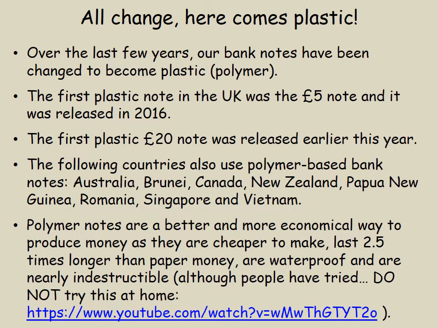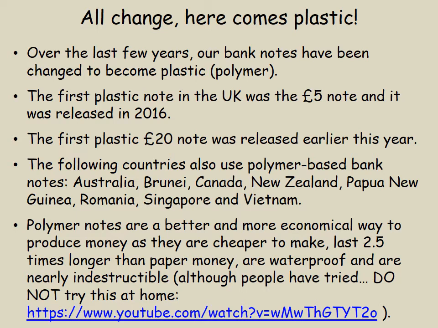Over the last few years, banknotes have changed to become plastic or polymer. The first plastic note in the UK was the £5 note, and it was released in 2016. The first plastic £20 note, as we talked about, was released earlier this year. The following countries also use polymer-based banknotes: Australia, Brunei, Canada, New Zealand, Papua New Guinea, Romania, Singapore and Vietnam.